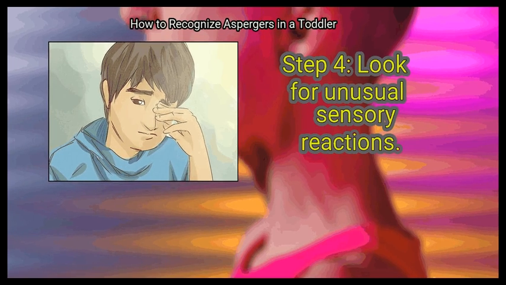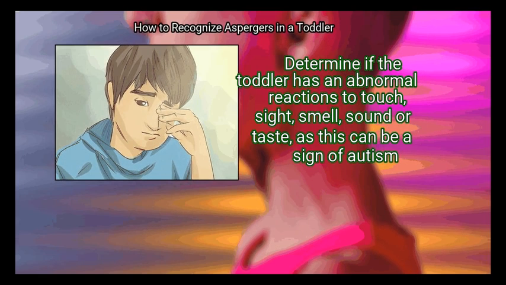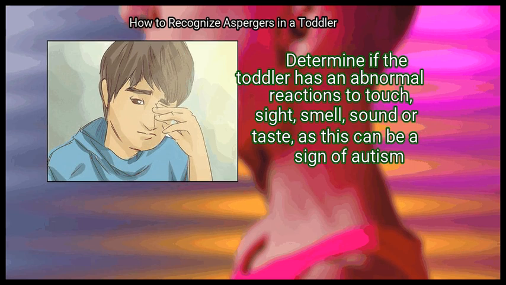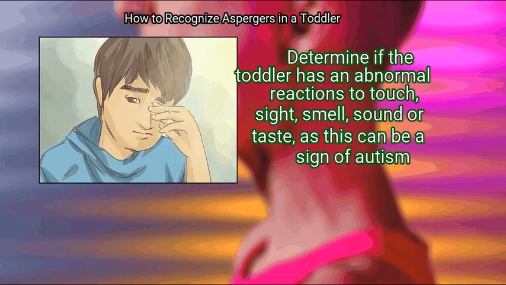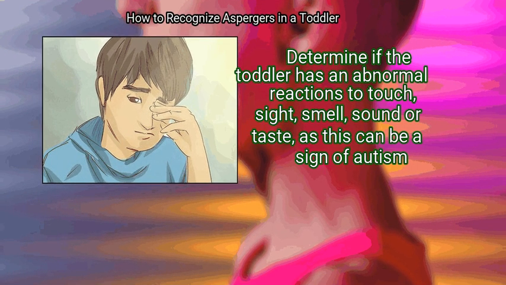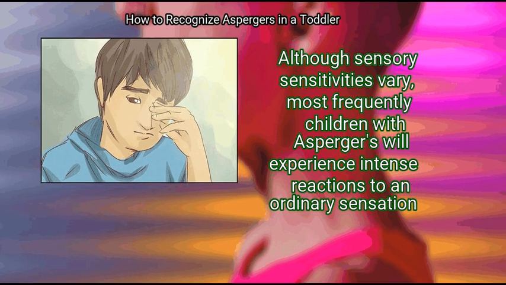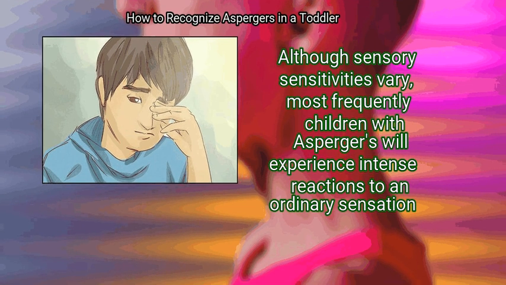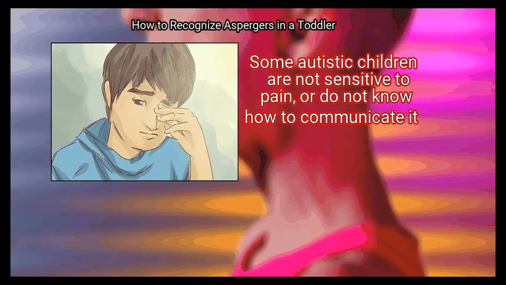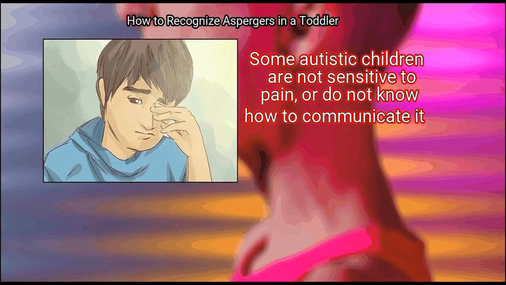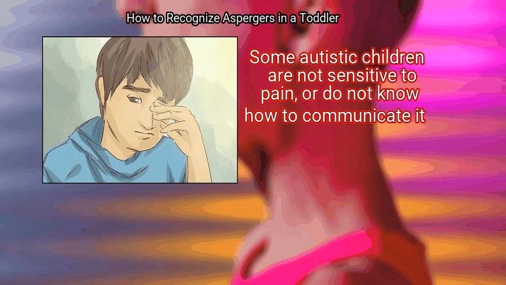Finally, look for unusual sensory reactions. Determine if the toddler has abnormal reactions to touch, sight, smell, sound or taste, as this can be a sign of autism. Although sensory sensitivities vary, most frequently children with Asperger's will experience intense reactions to an ordinary sensation. Some autistic children are not sensitive to pain, or do not know how to communicate it.